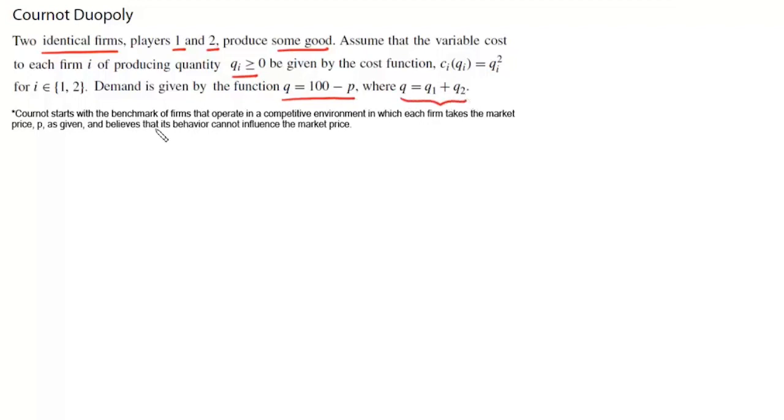Now Cournot starts with the benchmark of firms that operate in a competitive environment in which each firm takes the market price P as given. So in the most basic version, we believe that both the firms cannot alter the market price. So price will be given in the question. Now we write profit for the first firm. We can write this as pi 1. It will be given by price of this product times its quantity Q1 minus its cost of production, which is Q1 square.